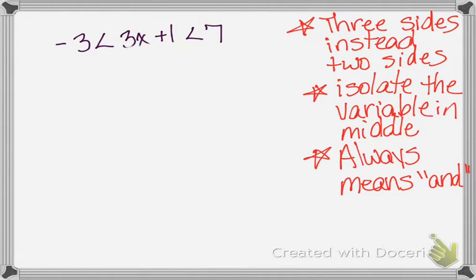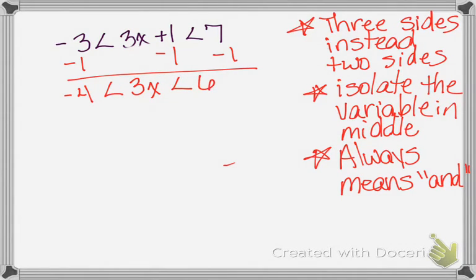Okay, so I've got 3x plus 1 in the middle. I want to isolate that x in the middle. So I am going to subtract 1 from the middle. And if I subtract 1 from the middle, I have to subtract 1 from all 3 areas. So I'm going to subtract 1 here and here. So I did it in all 3 areas. Okay, so now I've got negative 4 is less than 3x is less than 6.